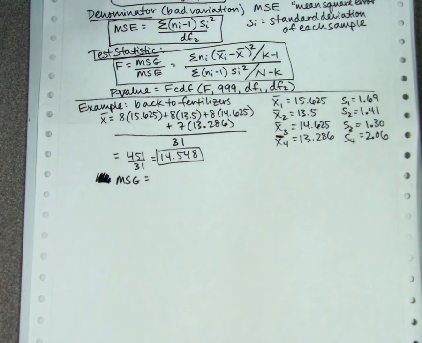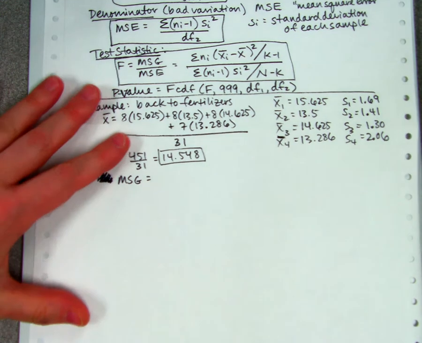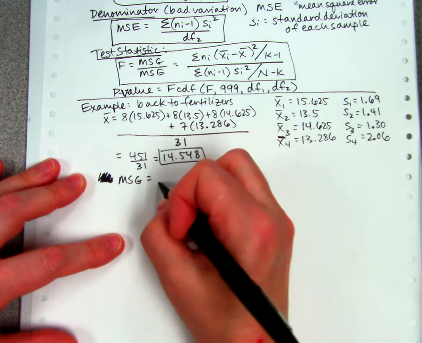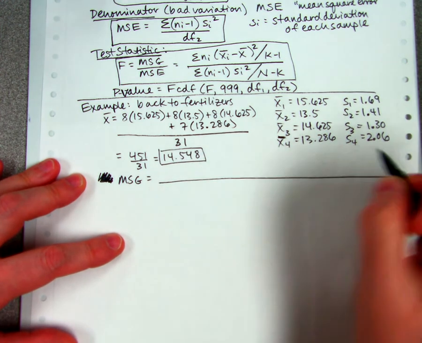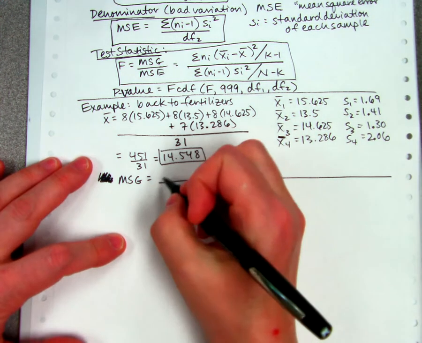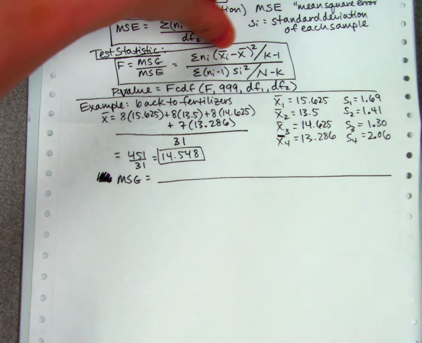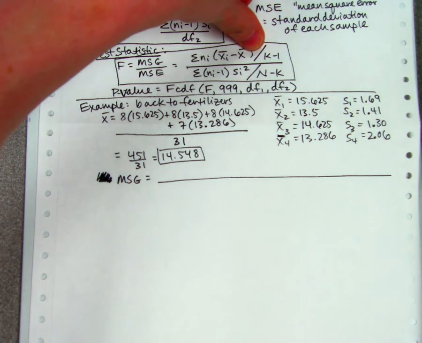The SS is just the top half of MS, if you really want to know. It's this piece right here, but you don't have to worry about it. So on the top of our big fraction, we're going to do what it says here. We're going to do the n times the mean for that sample minus the overall mean, squared.